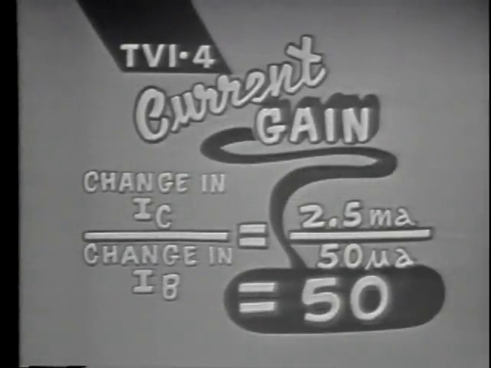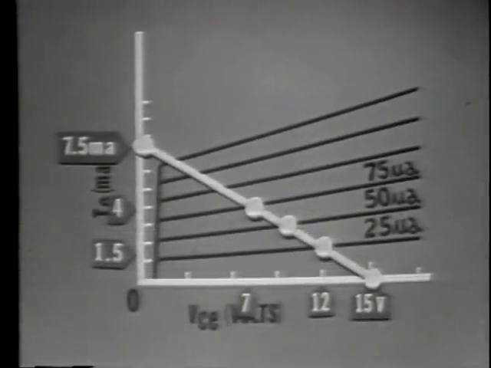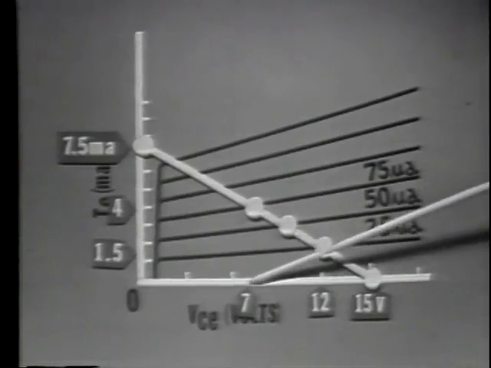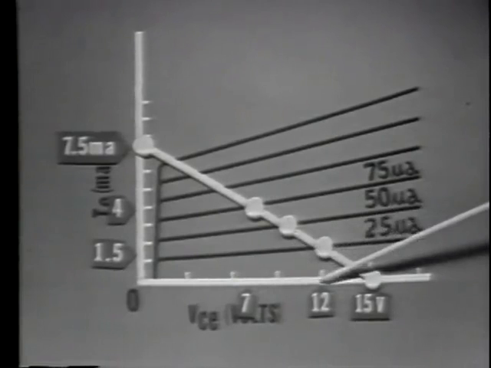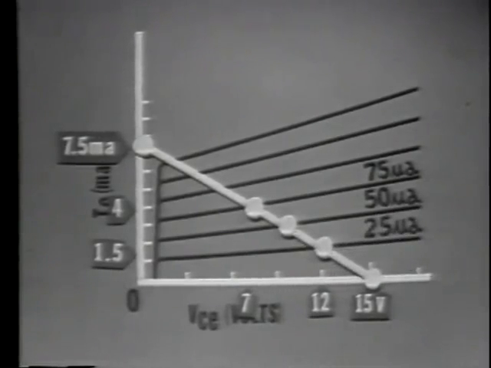Well, with a 50 microamp change in the input and a 2.5 milliamp change in the output, what's the current gain? All we have to do is divide the change in the input current into the change in the output current. The current gain is 50. At the same time current changed, the graph indicates a collector voltage change from 7 volts to 12 volts, or a total of 5 volts peak to peak.